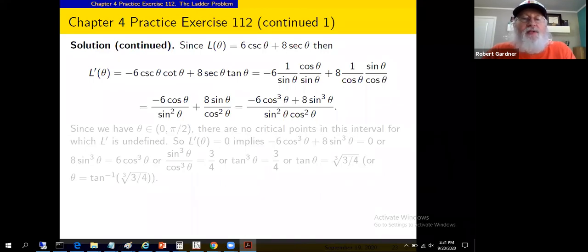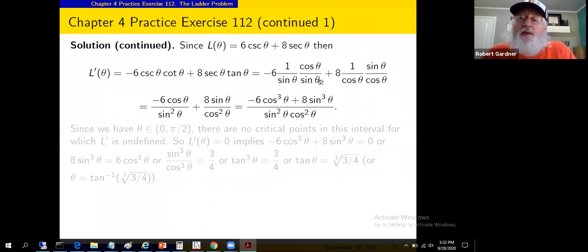Tell you what, let's convert it back into sines and cosines. That made the differentiation relatively easy, but when the rubber hits the road and I'm going to set this equal to 0, I'd prefer to deal with sines and cosines. So we'll take the cosecant and write it as 1 over sine, the cotangent and write it as cosine over sine. Similarly, over here with the secant and the tangent. In terms of sines and cosines, we get this as the derivative. Let's clean that up a little bit.